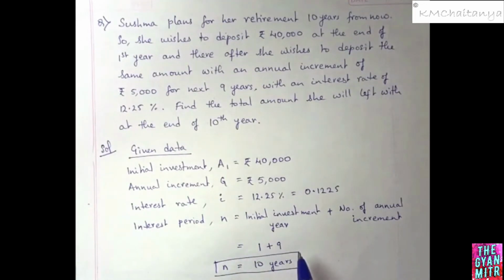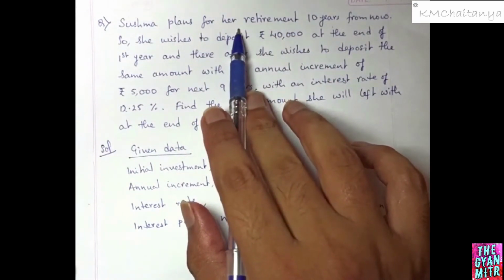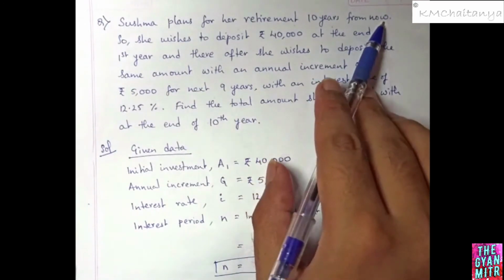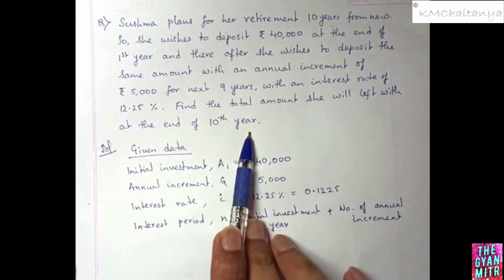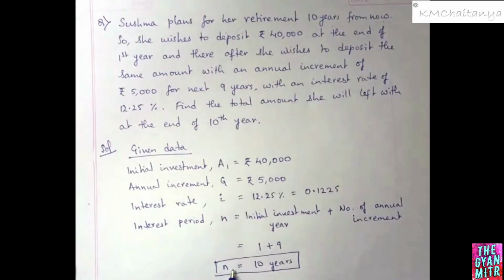The other clue they have given is in the question itself. In the first statement only, they have said Sushma plans for retirement 10 years from now, and the second clue they have given is what total amount shall be left after 10 years. They have already given 2 clues regarding the value of N.